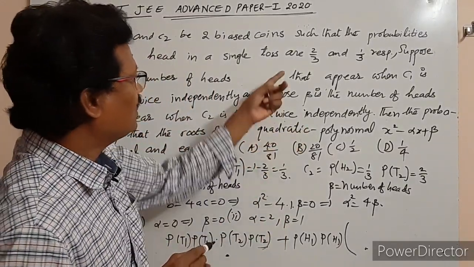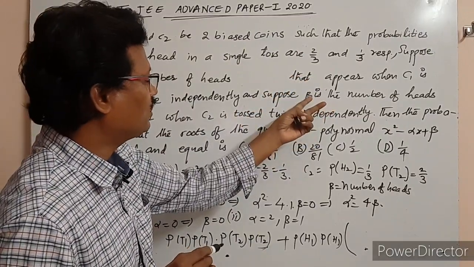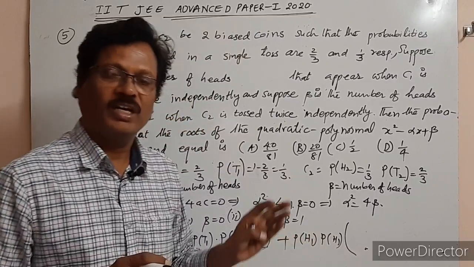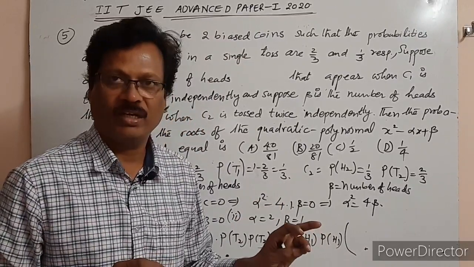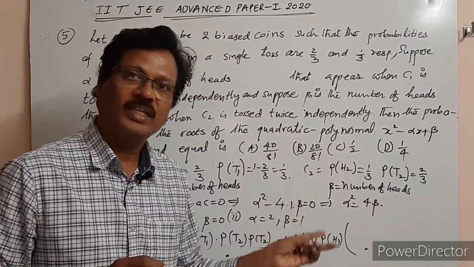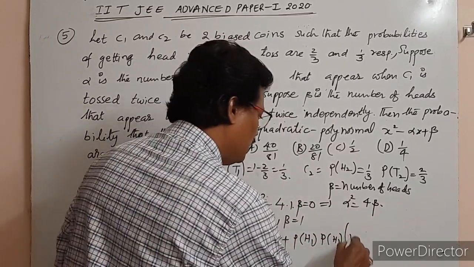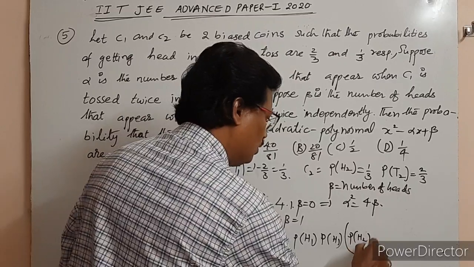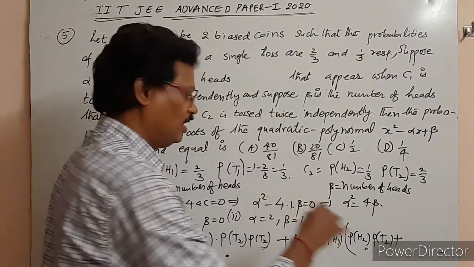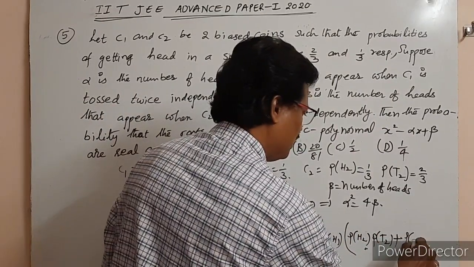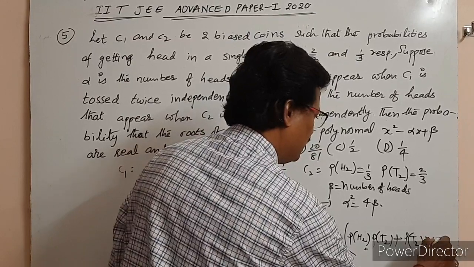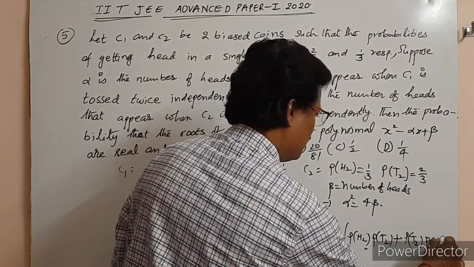If it tosses C2, beta is called the number of heads. We are tossing 2 times. First head, second tail, plus first tail, second head. Therefore, this is a head H2, and the second one is a tail T2. Plus, first one is a tail and the second one is a head.